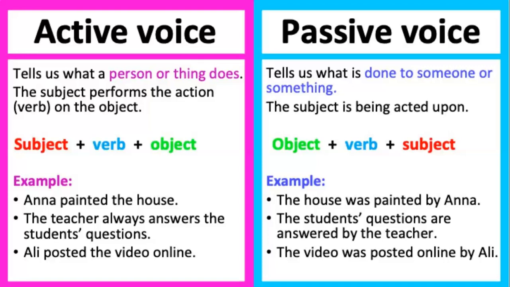Okay? So, active voice tells us what a person or thing does. Over here, the subject performs the action on the object. And passive voice tells us what is done to someone or something. Over here, the subject is being acted upon.